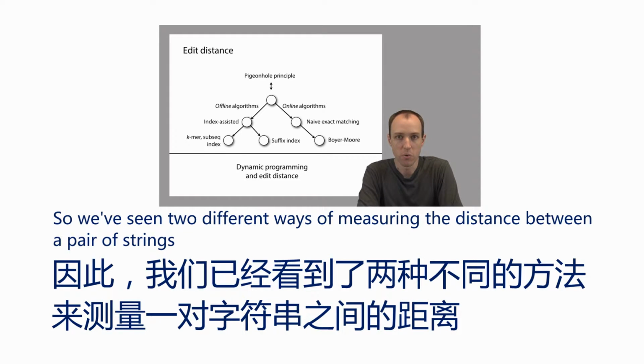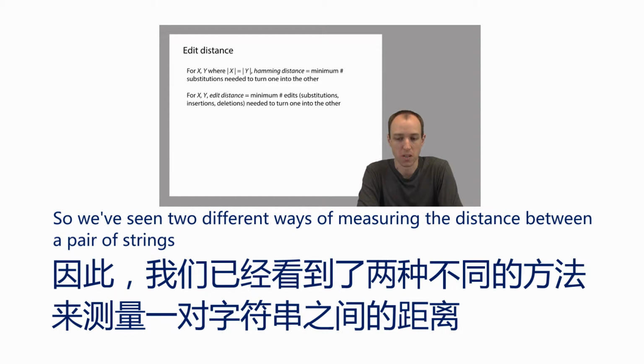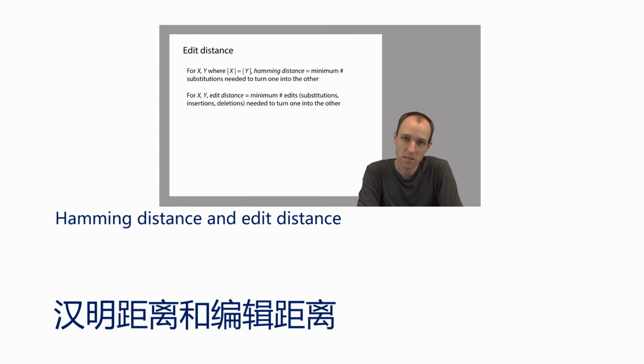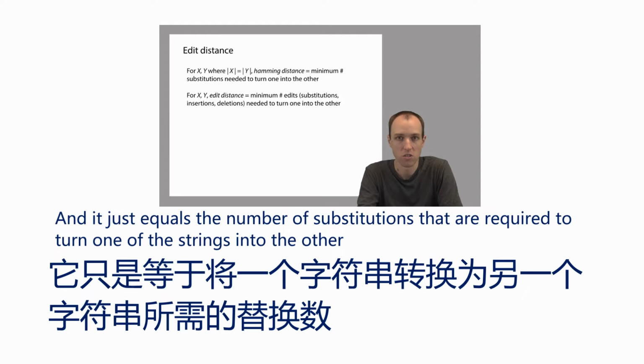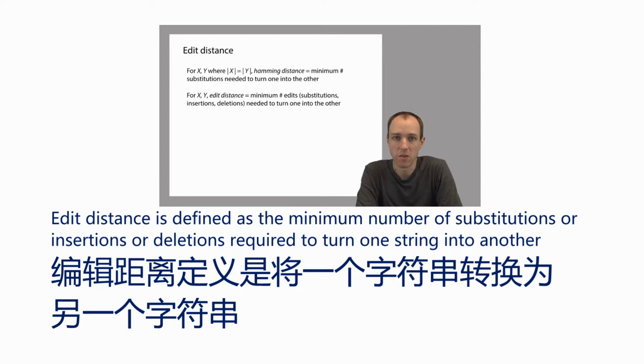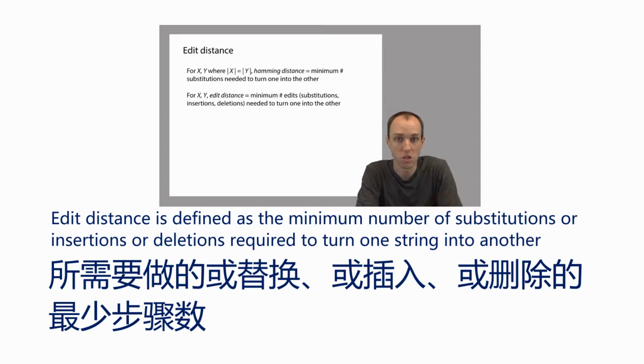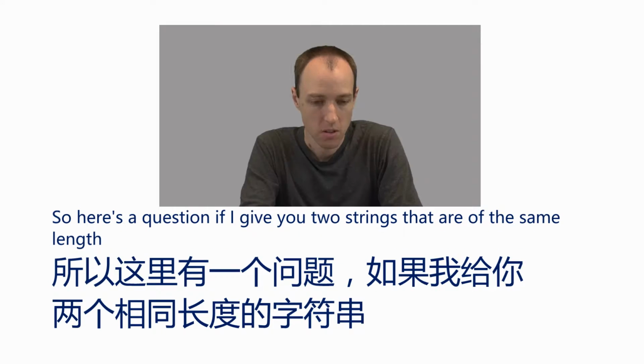So we've seen two different ways of measuring the distance between a pair of strings, Hamming distance and edit distance. Hamming distance is the distance between two strings that are of equal length, and it just equals the number of substitutions that are required to turn one of the strings into the other. Edit distance is defined as the minimum number of substitutions or insertions or deletions required to turn one string into another. So here's a question.